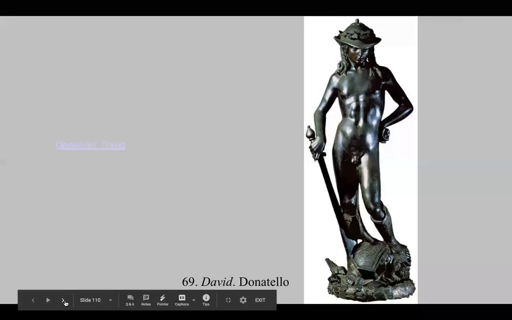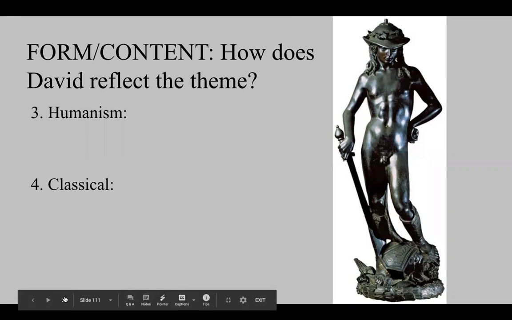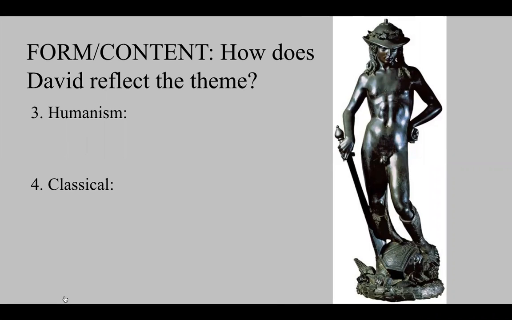Okay, that leads us to our David by Donatello. We don't have Michelangelo's David in the 250; they use the Sistine Chapel for him instead. So we're going to have our David from Donatello. Let's think about our theme: how does this David image reflect the theme of humanism and classicism?